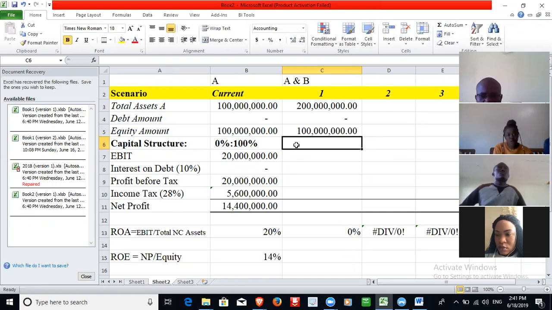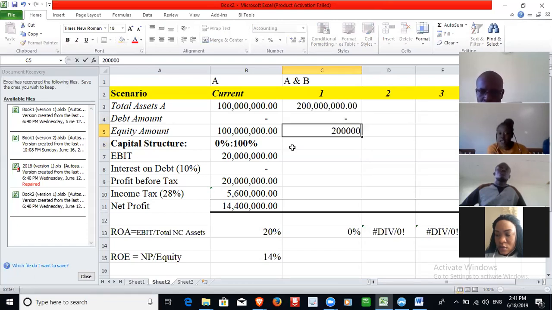Right? So what's going to be our capital structure in this instance? Our capital, yes. How is the equity amount still?